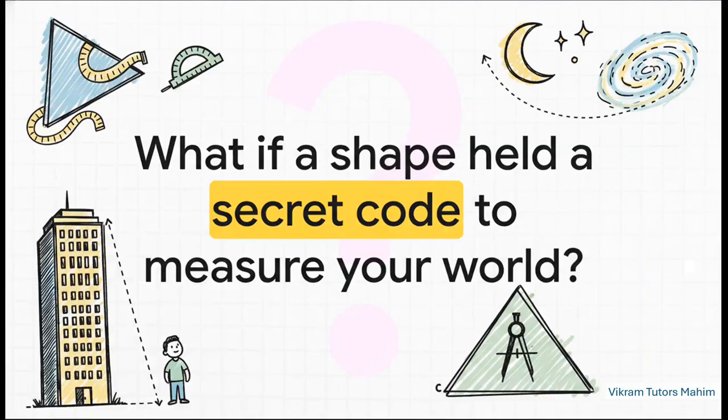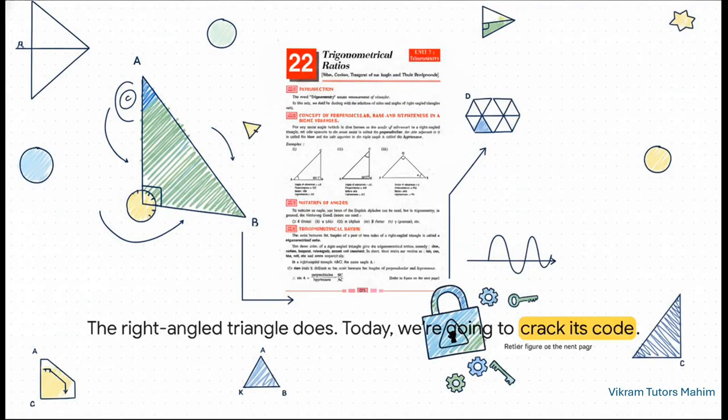What if I told you that a basic shape, one you've been drawing since you were a kid, actually holds a powerful secret code, a code that could let you measure pretty much everything, from the height of a massive skyscraper to the distance to a far-off star, all without even leaving the ground? Well, believe it or not, that shape is the right-angled triangle. It's our key. It's our Rosetta Stone, really. And over the next few minutes, we're going to learn its language together. We are going to crack the code of trigonometry.